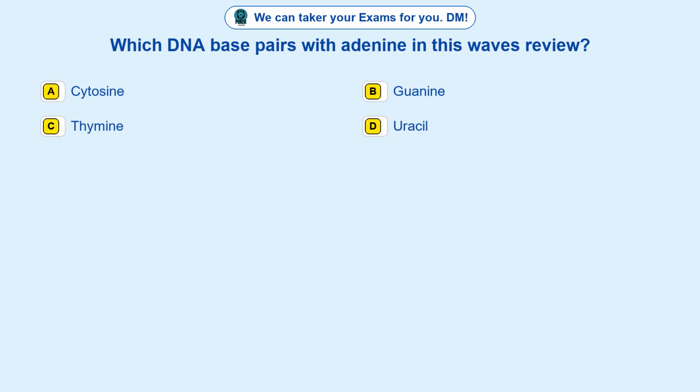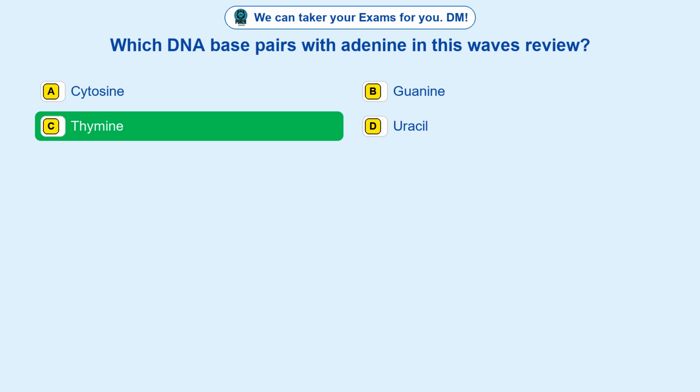Question 7. Which DNA base pairs with adenine in this waves review? Option A, cytosine. Option B, guanine. Option C, thymine. Option D, uracil. The correct answer is option C, thymine.